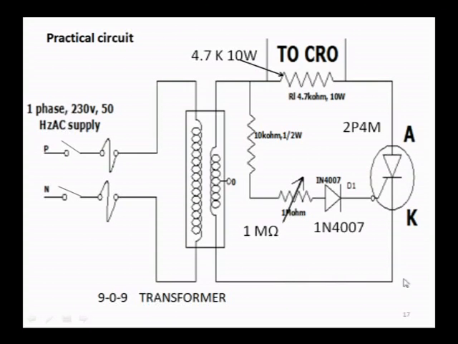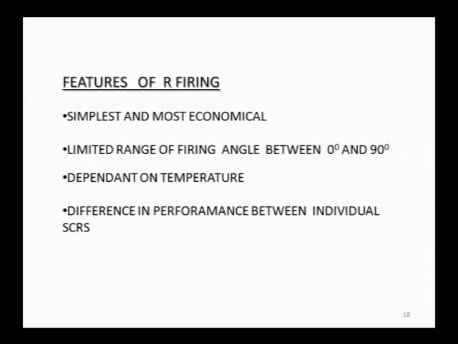You can always test this by connecting a CRO. You can obtain this type of waveforms, and you can appreciate the theory behind this, that is, the resistance firing circuit. Now, what are the features of R firing?